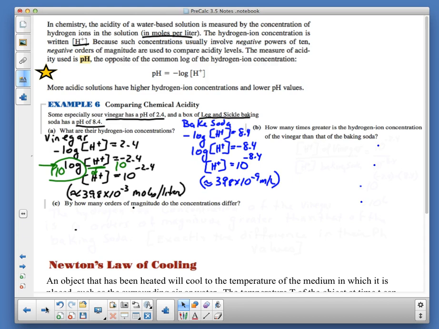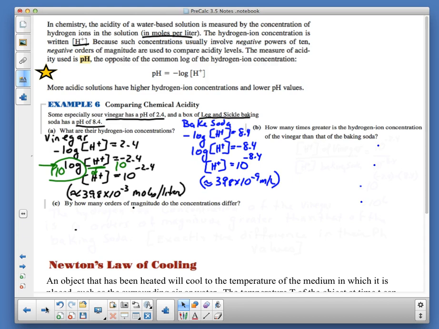Now, just looking at my moles per liter, what's the order of magnitude difference? What's the difference between 10 to the negative 9th power versus 10 to the negative 3rd power? You okay with 6 orders of magnitude difference? You okay with that? Yes or no?